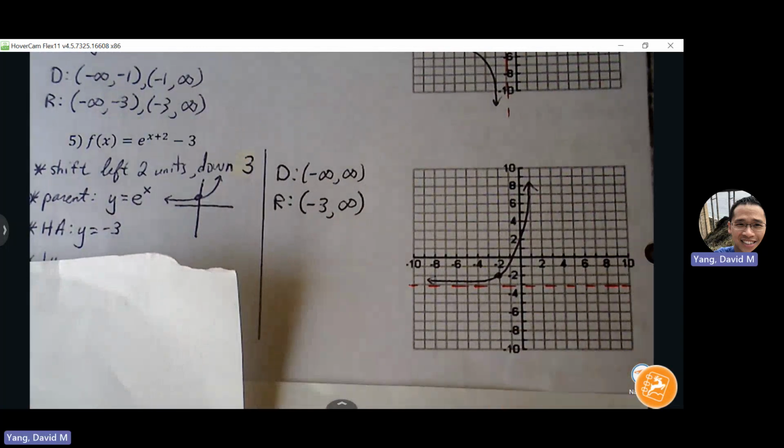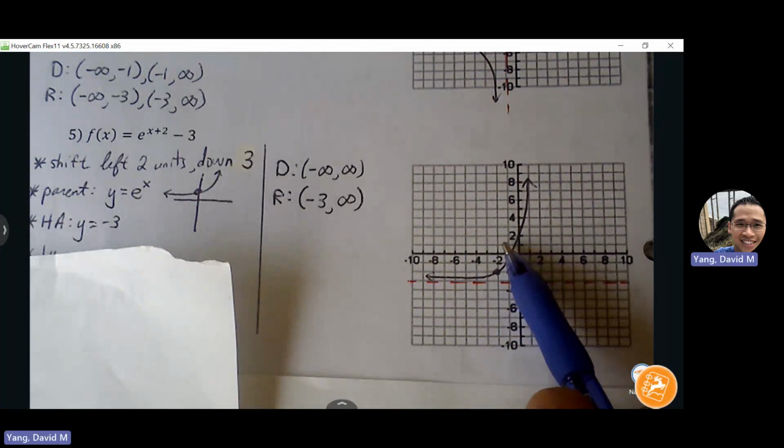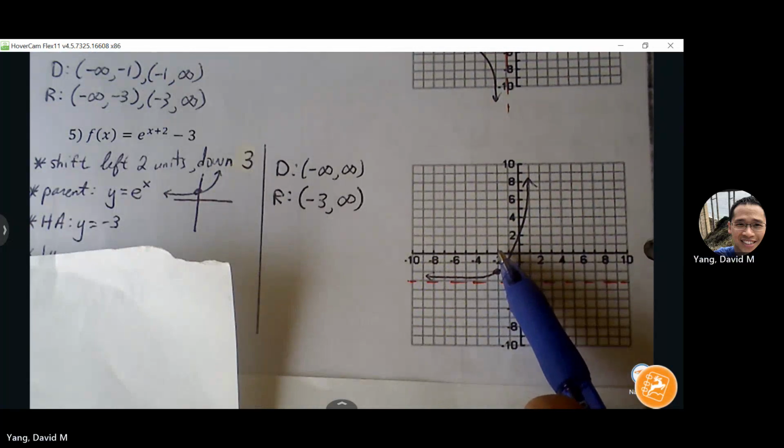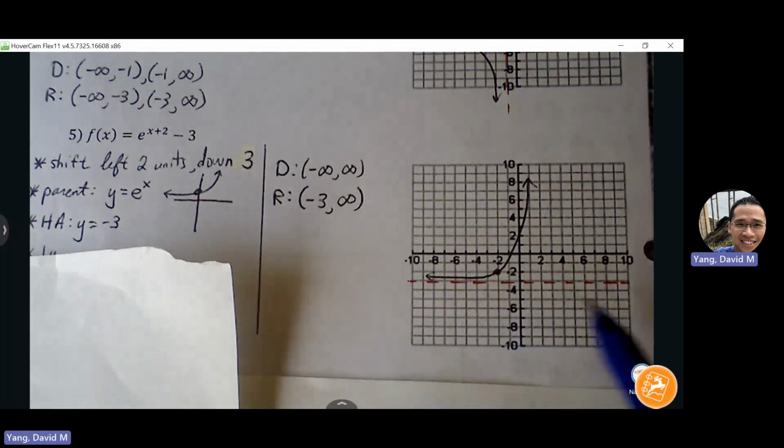Okay, so I'm taking that ordered pair 0, 1, and I'm going left 2, down 3. I know my horizontal asymptote is going to be at y equals -3. As long as I have that starting point and the asymptote, I can do a pretty good sketch of the graph because I know my basic shape.